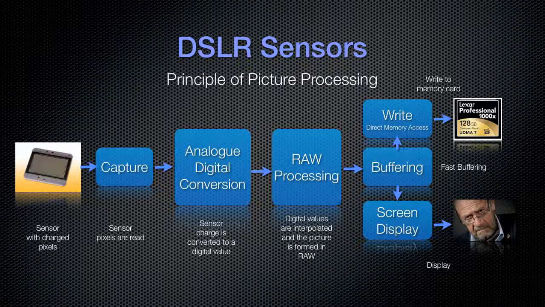Now some of you will say, well, this is all fine, but what about JPEG? And what about TIFF? Well, all cameras work in RAW. The fact that you've selected JPEG means that after the buffering and before the writing to the memory card, the RAW file will be converted to a JPEG format, and then it's written to the memory card. And the same thing applies for TIFF.